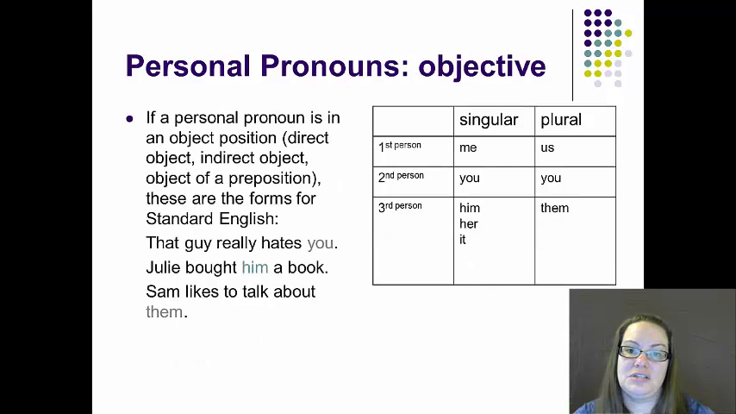When the pronoun occurs in objective case or in object position, which means either the direct object, indirect object, or object of a preposition, these are the forms that are used in standard English. Here are some examples. That guy really hates you. Julie bought him a book. Sam likes to talk about them. Okay, it would be ungrammatical if we used the subjective case in place of the objective case here. So if we said something like, Julie bought he a book, our mental grammar and our prescriptive grammar tells us that that is not standard usage.